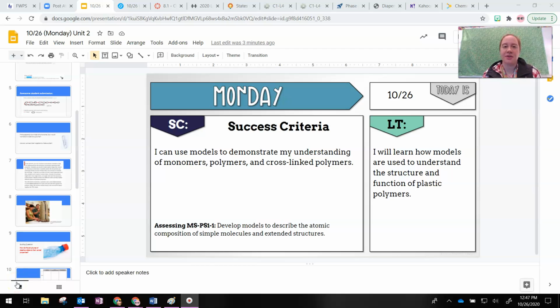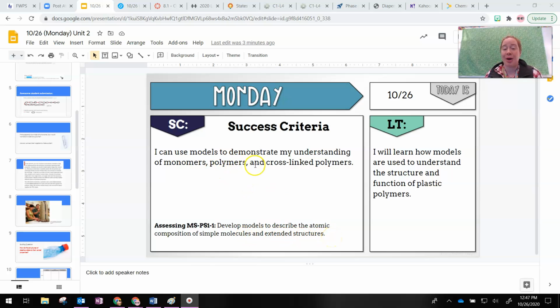Hey all, I just wanted to give you a quick recap of today's lesson because we talked about a lot of stuff. And today's learning target and success criteria are particularly important because you are doing a LESA for today's asynchronous work. On this standard, develop models to describe the atomic composition of simple molecules and extended structures.